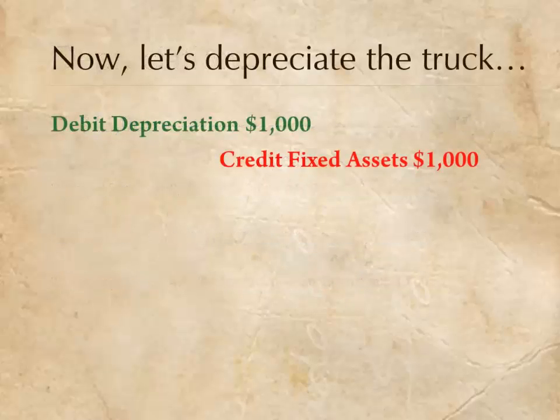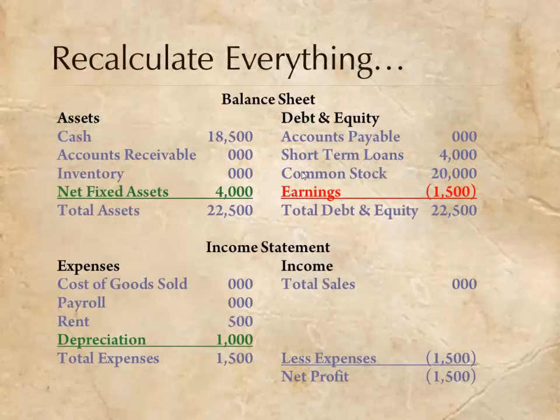So, we are going to depreciate $1,000 of the truck's value. We have to debit depreciation $1,000 and credit fixed assets or a reserve for depreciation for $1,000. Your tax advisor will know exactly how you should be doing this. When we recalculate our financial statement, we see that fixed assets have been reduced by $1,000. The truck is now net of depreciation, and our depreciation expense has increased our loss to $1,500.